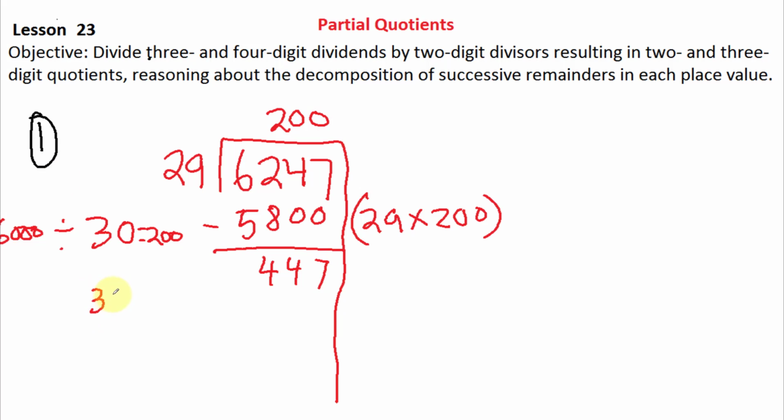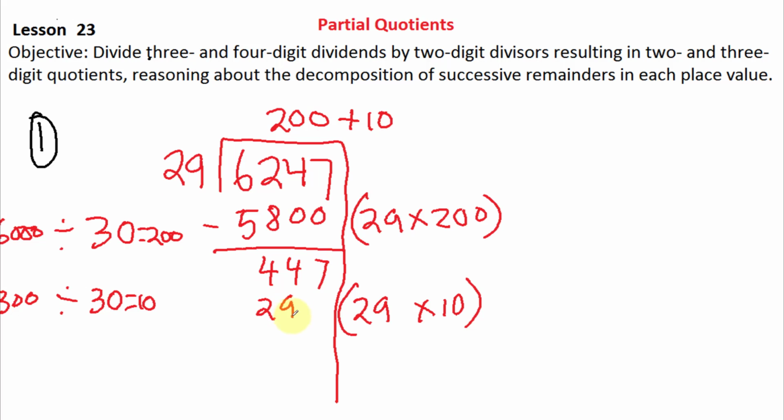Again, we're going to estimate with our divisor at 30, and let's just keep it simple and go with 300 as our estimate. 300 divided by 30 equals 10. So now my second partial quotient is going to be 10. I have 29 times 10, which equals 290. We'll subtract again. We have 7 and then 3. 14 minus 9 is 5, and 3 minus 2 is 1. I now have 157.